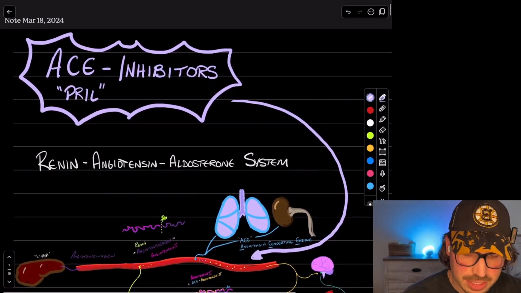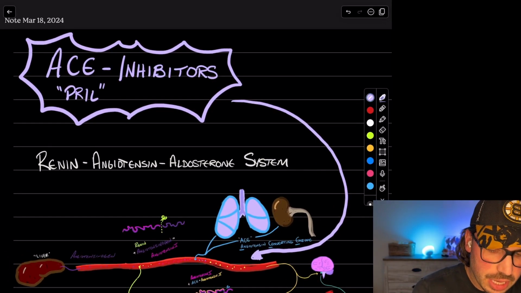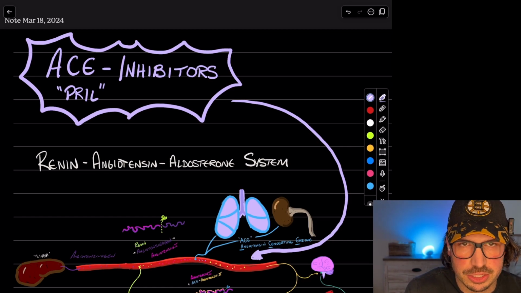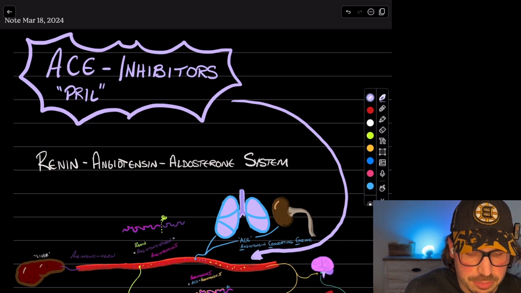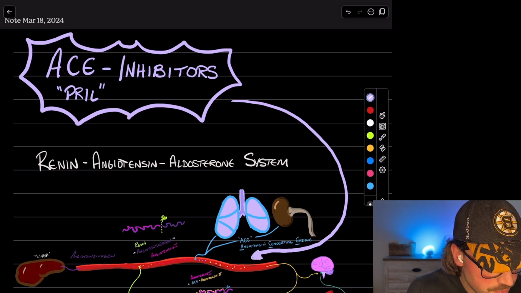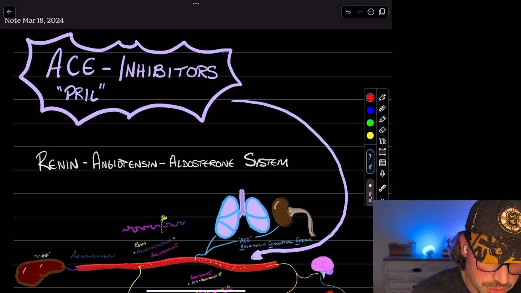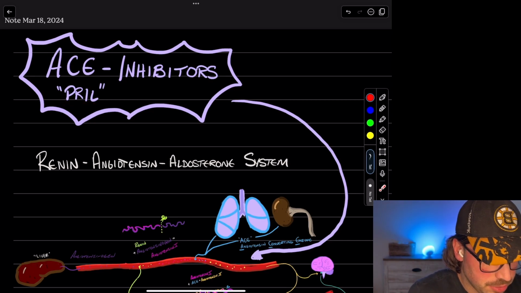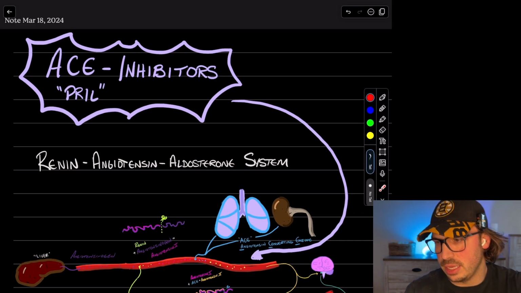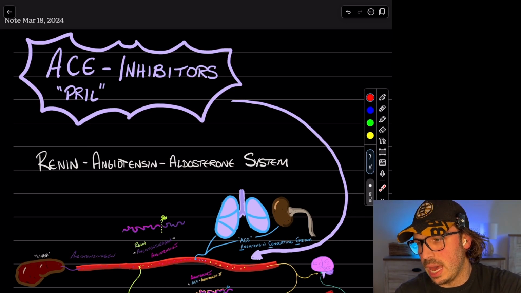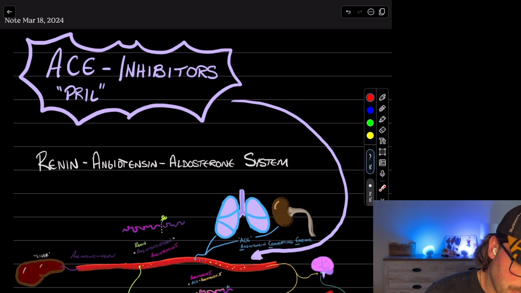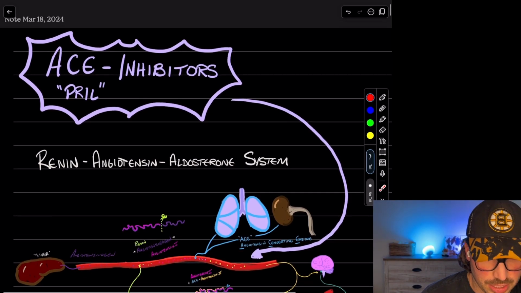The first one is going to be ACE inhibitors. The easiest way to remember which medications are ACE inhibitors is by looking for the pril suffix. So with prils, you have medications like captopril, ramipril, and perindopril. All of these medications fall under the ACE inhibitor class.